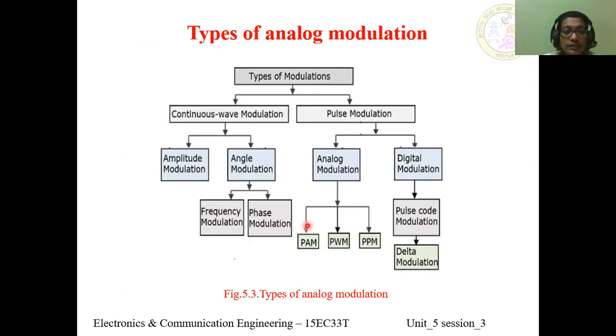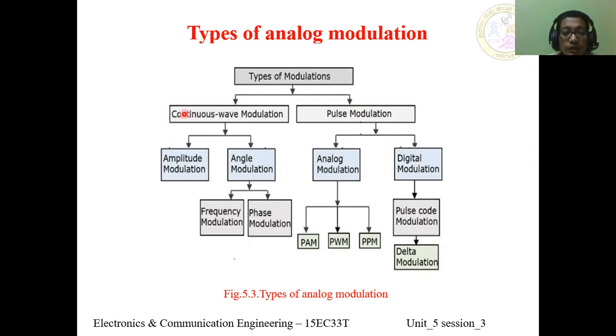Now, let's discuss the different types of analog modulation techniques. Here we understood the concept of modulation. It is a superimposition of the message signal with the high frequency carrier, so that the characteristics of the carrier signal vary in accordance with the message signal. In analog modulation, we have two types: continuous wave modulation and pulse modulation.